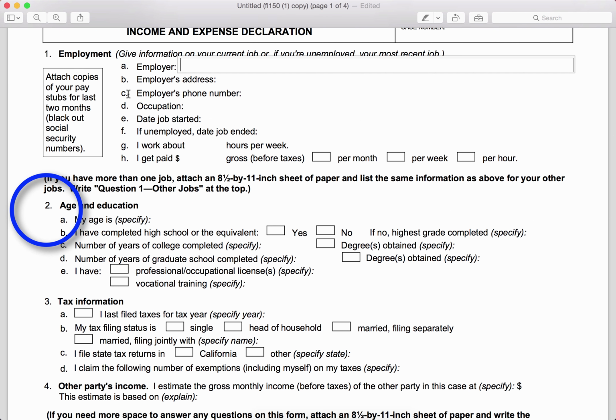In Item 2, you provide information about your age and education. Fill in your age in Part A. In Parts B, C, and D, state what school you have attended and any degrees you received. In Part E, let the court know whether you have any professional or occupational licenses or any vocational training. If you do, check the correct box and then write in what the license or training is.